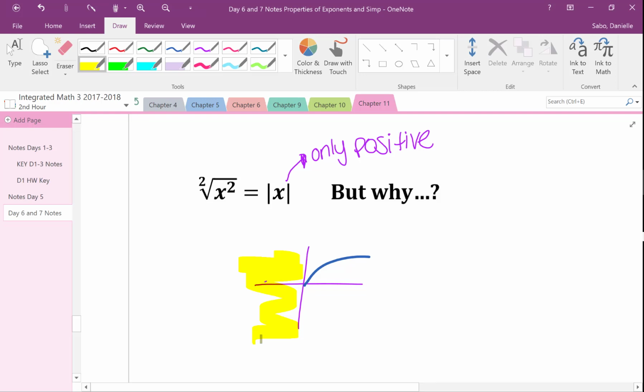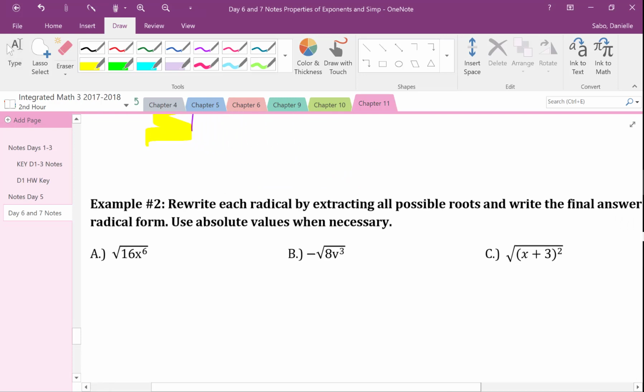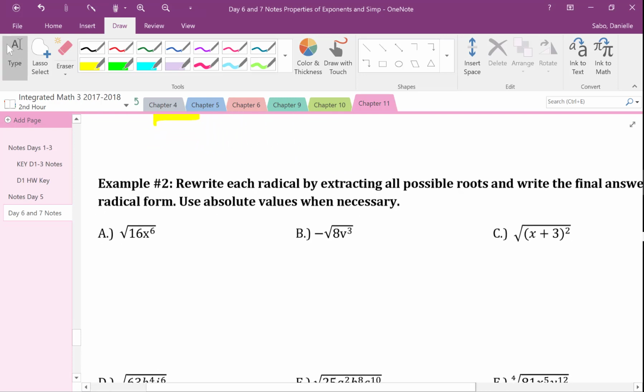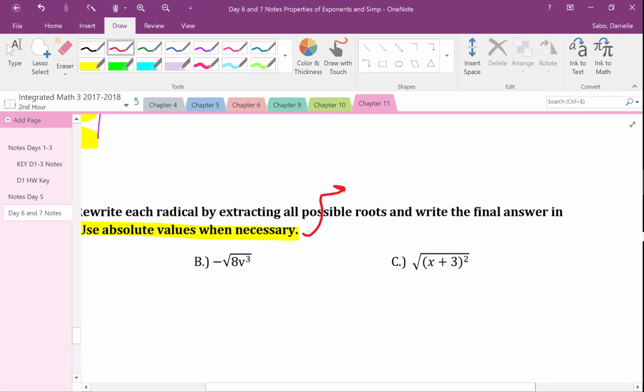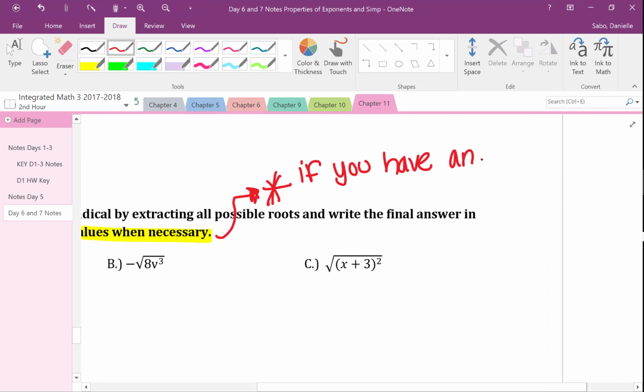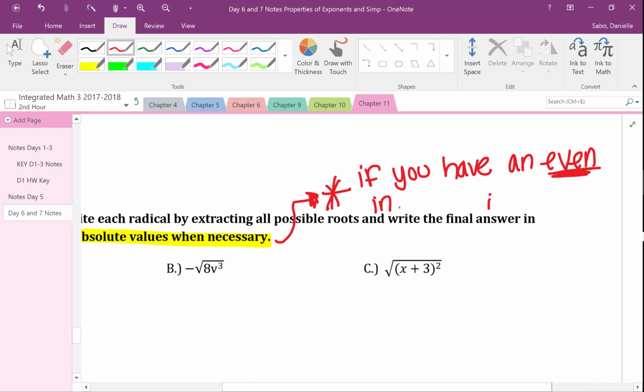Well, you gotta start taking notes. Here we go. Rewrite the radical by extracting all possible roots and then write the final answer in radical form. Use absolute values when necessary. So I highlighted that for a reason because I'm going to come up here and I'm going to put a little star because this is important. And a lot of people get this confused and get it wrong on the exam. If you have an even, I'm going to underline that because that's important, index. What does index mean?